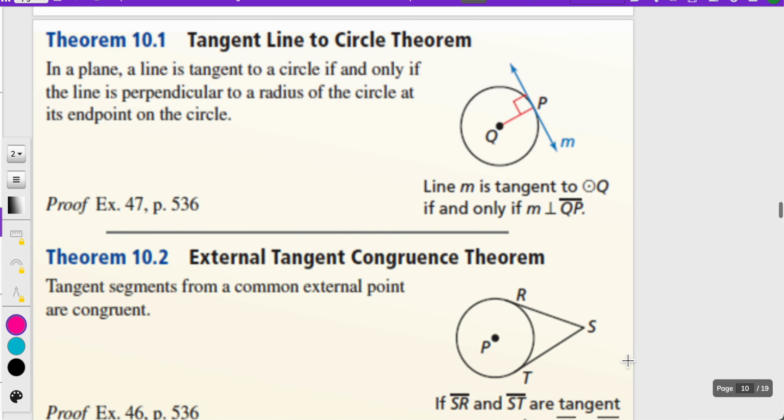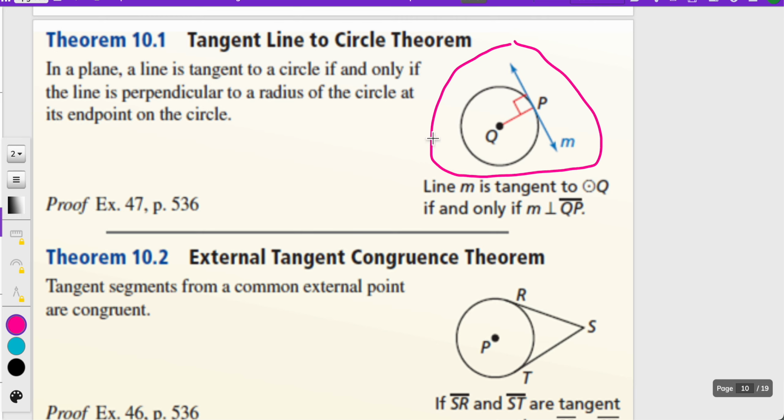So theorem 10.1, we're going to start with this one. Tangent line to circle theorem. In a plane, a line is a tangent to a circle if and only if the line is perpendicular to a radius of the circle at its endpoint on the circle. So this would be a good picture to draw on your theorem chart.